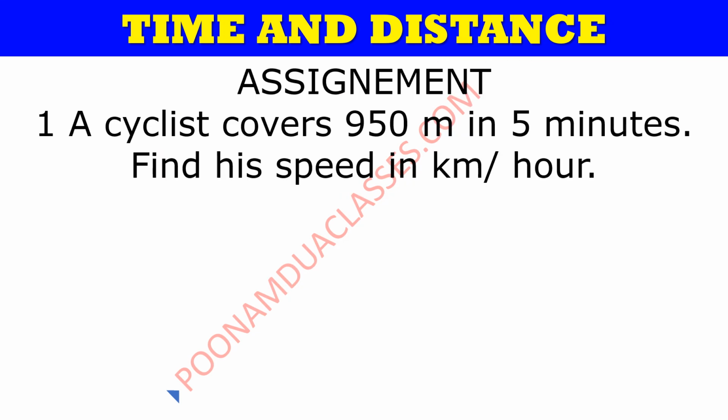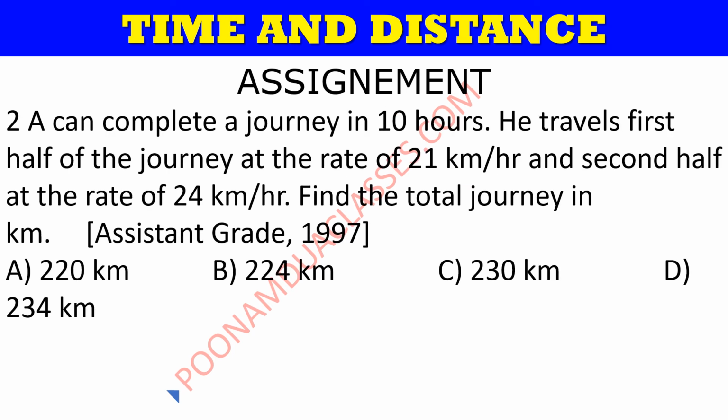Now you need to do some assignment questions. A cyclist travels 950 meters in 5 minutes. Find his speed in kilometer per hour. You can easily do it. Please do write the answers in comments. This question is from a very important competitive examination, assistant grade 1997. A can complete a journey in 10 hours. He travels first half of the journey at the rate of 21 km and second half at the rate of 24 km per hour. Find the total journey in kilometer. किलोमीटर में total journey कितनी हुई उनकी, you can easily do it.